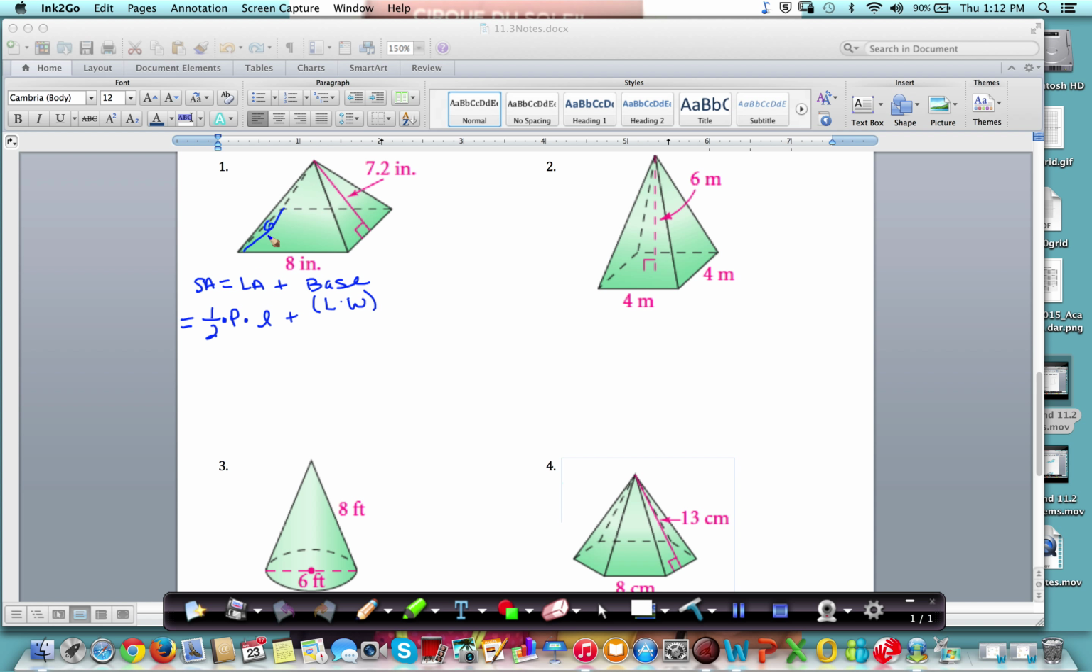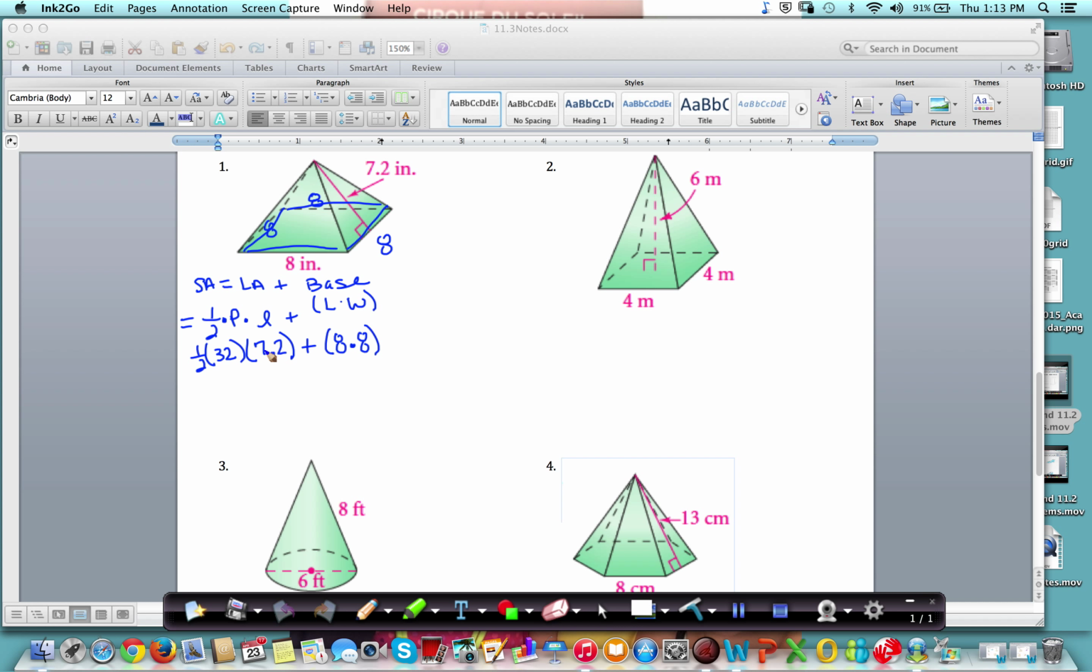So 8, 8, 8, and 8. So I have 8 times 4, or 32, times my slant, which is given to me, 7.2. Lucky for us, they gave it to us this time. Plus, and now I want the area of my base, which is going to be length 8 times width, which is also 8. And I just have to add them together.